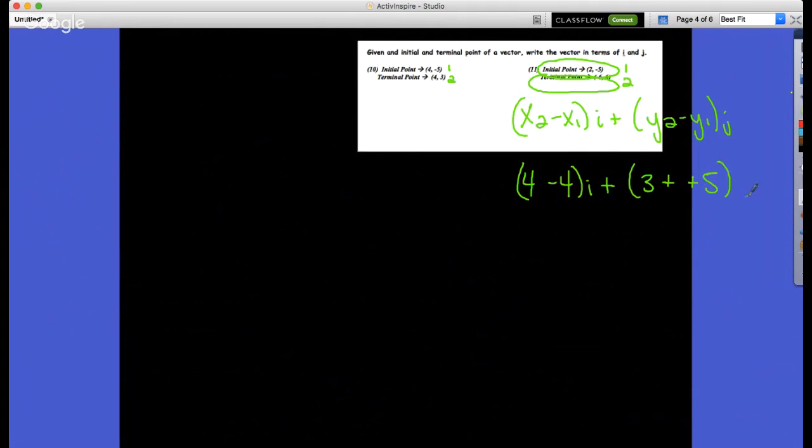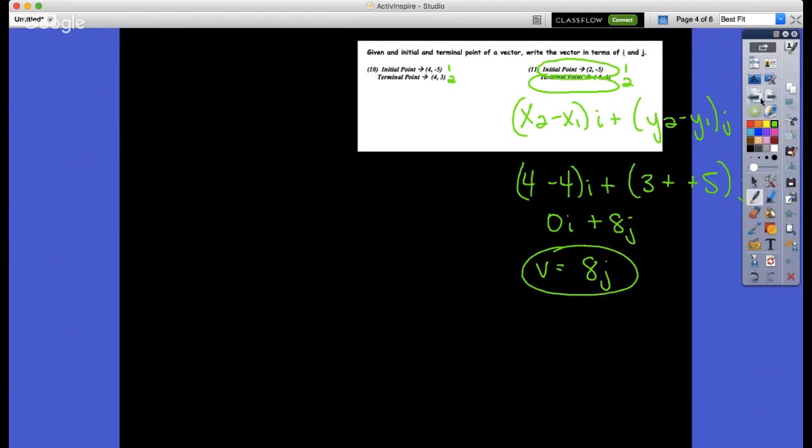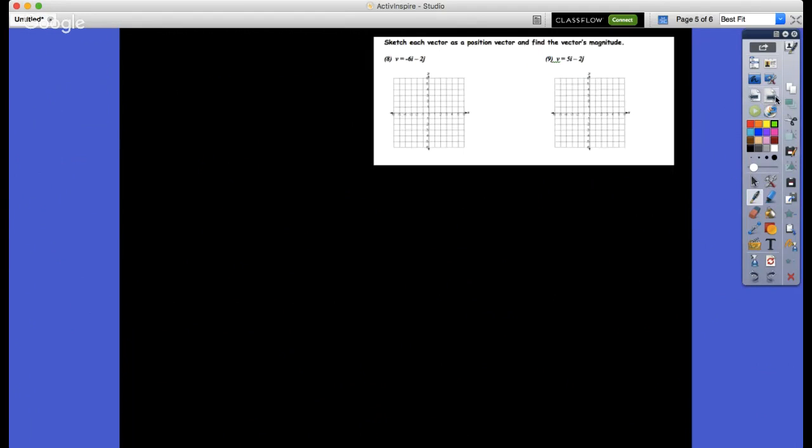Okay, so make sure you plug that in still. So this would be positive with the j. 4 minus 4 is 0, so 0i plus 8j. And you could just say 8j is what my vector b is equal to. Okay, and that would be it. That's all you need on that one. Okay, let's go to, I think we did that one pretty good.